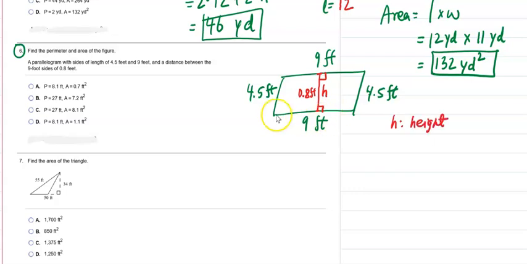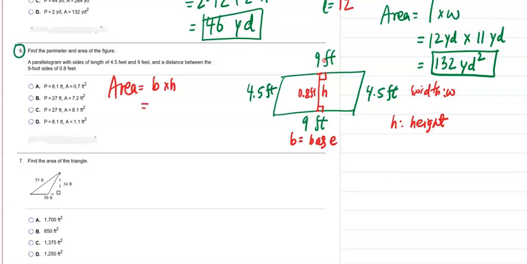All right, so this 9 feet is called the base, B-A-S-E. We can use B for base. And this other side here, 4.5, is called the width, W-I-D-T-H, the width of the parallelogram. So to find the area, you multiply base times height. So the area of the parallelogram is going to be base times height, B times H.